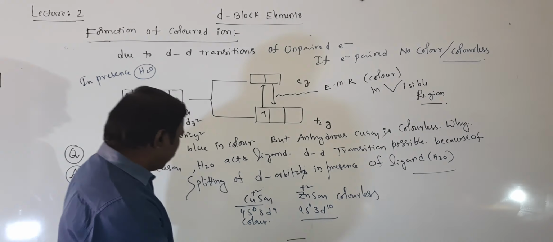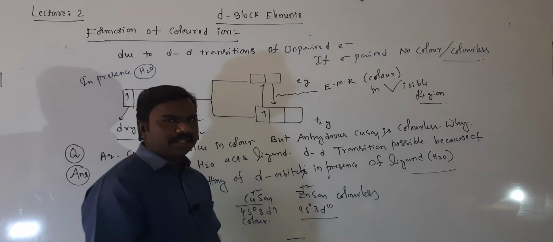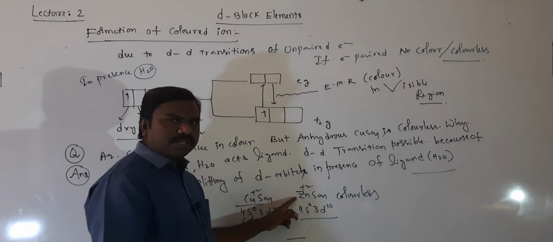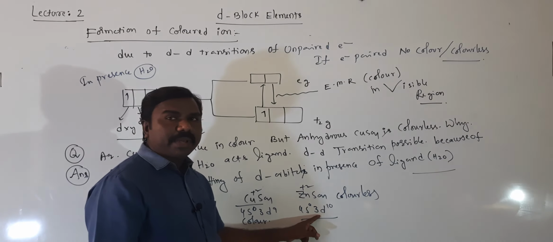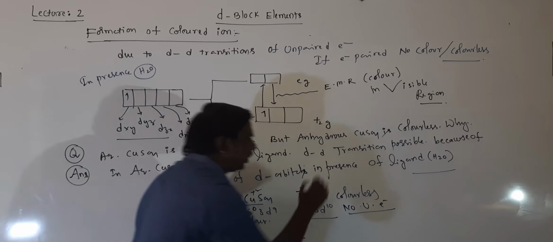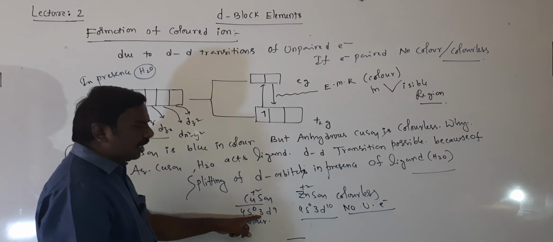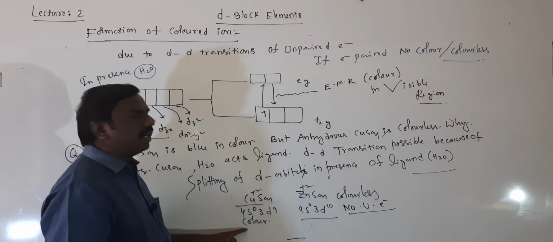Best example, CuSO4 is colored, ZnSO4 is colorless. In ZnSO4, the Zn plus 2 configuration is 4s0 3d10. All are paired, no unpaired electron, that's why colorless. Here 3d9 for Cu plus 2, there is one single electron, that's why it is colored.